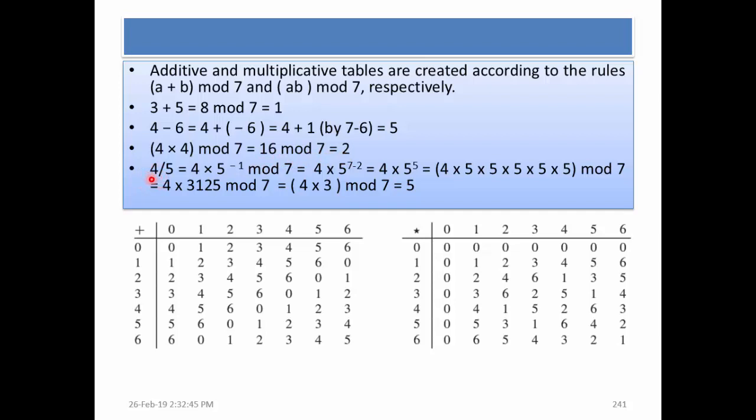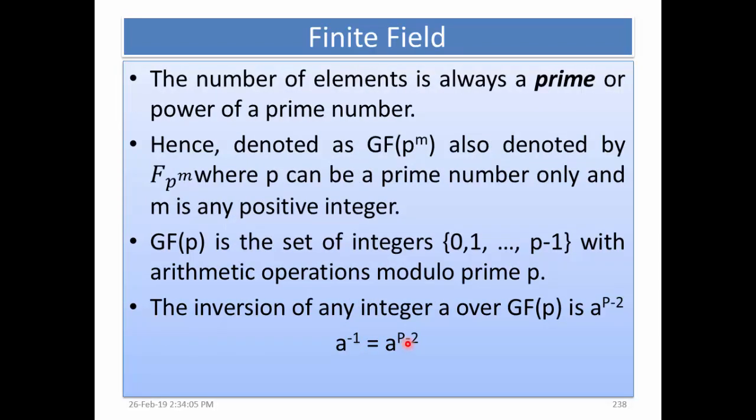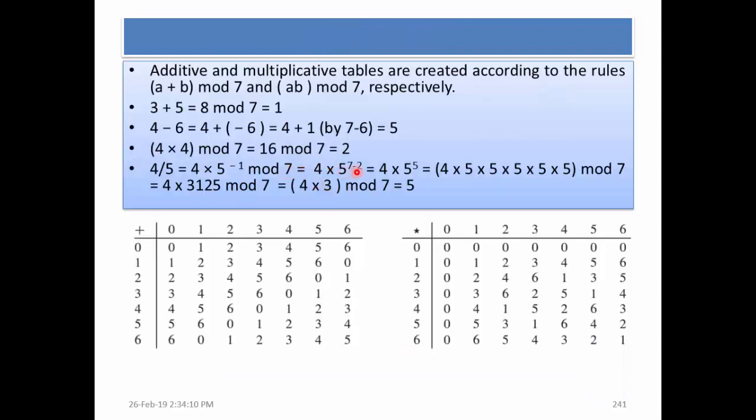In this modular arithmetic, we don't have division. So for division, we perform multiplication. 4 divided by 5 will be written as 4 multiplied by 5 to the power minus 1, because the inverse of 5 will be multiplied by 4. And as I told you before, any inverse is equal to a to the power p minus 2. In this case, our p is 7. So 4 multiplied by 5 to the power 7 minus 2 is equal to 4 multiplied by 5 to the power 5. You simply multiply 5 five times and you get 4 multiplied by 3125 mod 7. If you take mod 7 of 3125, you get 3. Then again, if you take the mod 7 of 4 into 3, then you get 5. So the answer of 4 divided by 5 is equal to 5.